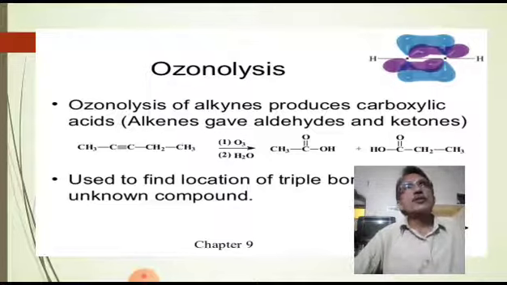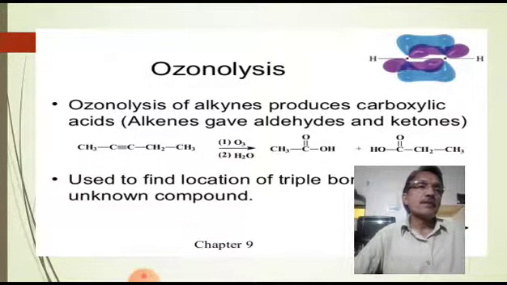We can write the equation: 3C2H2 gives rise to C6H6. When acetylene is polymerized, ultimately we get benzene. So, the polymerization reaction which is possible in alkenes is also possible in alkynes. Oxidation reactions which occur in alkenes also occur in alkynes.